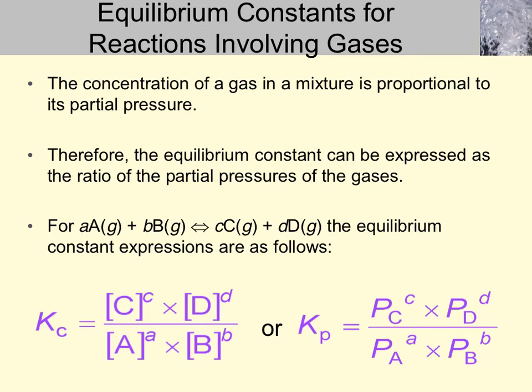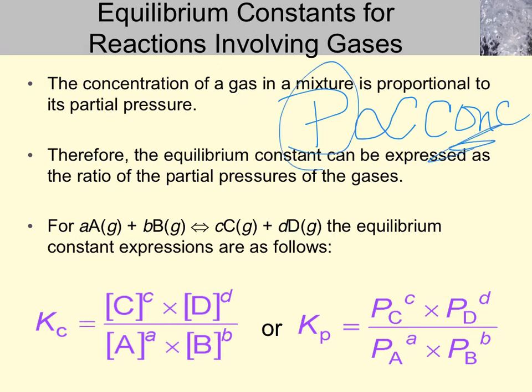I fibbed a little. I told you manipulating K was the last concept, and I forgot that I want to talk to you a little bit about dealing with gases. If you have a reaction in a gas phase, gases exert a pressure, and what you may not remember is that the pressure is directly proportional to concentration. So as concentration goes up, pressure goes up. Remember that pressure is due to collisions between gas particles and container walls, so obviously the more gas particles you have, the more collisions and the more pressure.